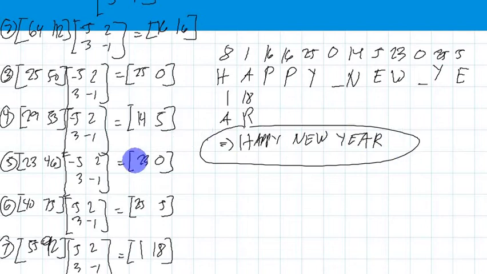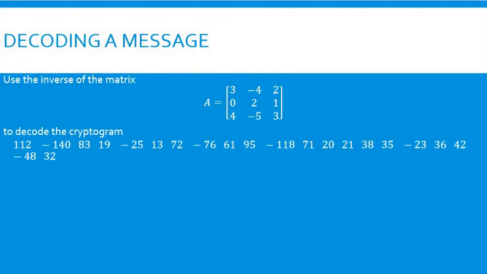There you go. Let us have one last example. Use the inverse of this given matrix A to decode the given cryptogram. Pause the video and try to see if you'll be able to decode this message.